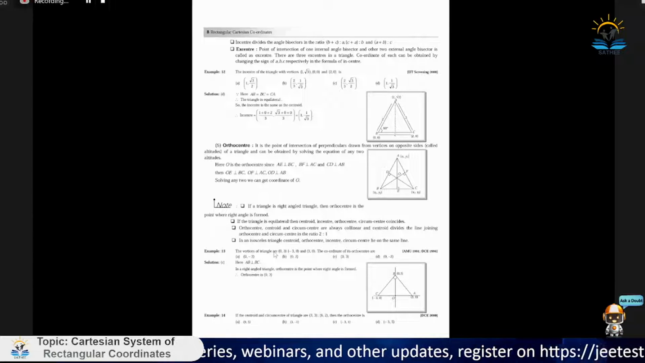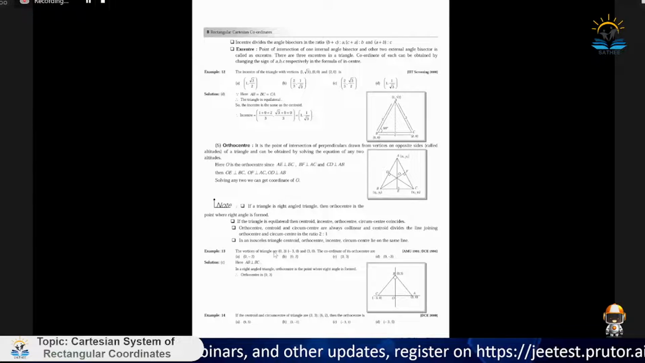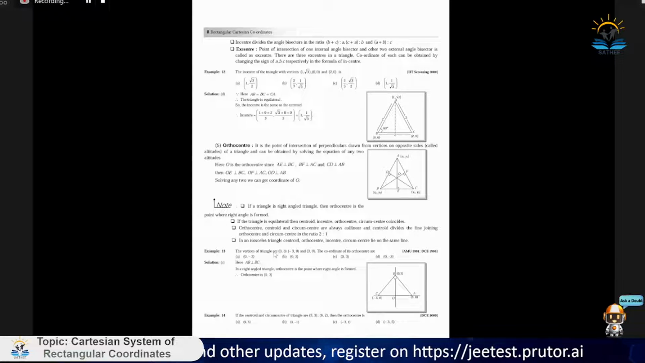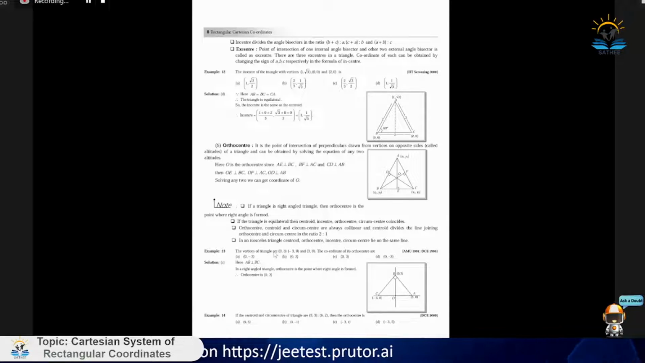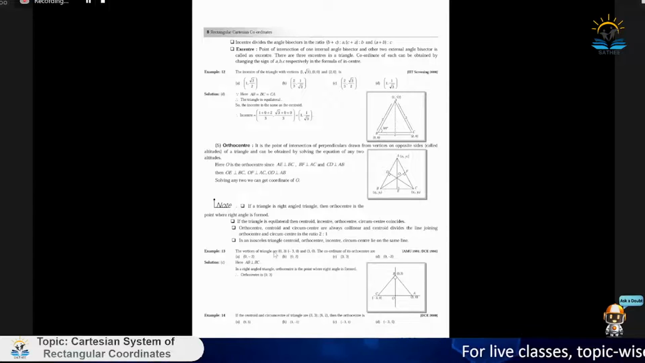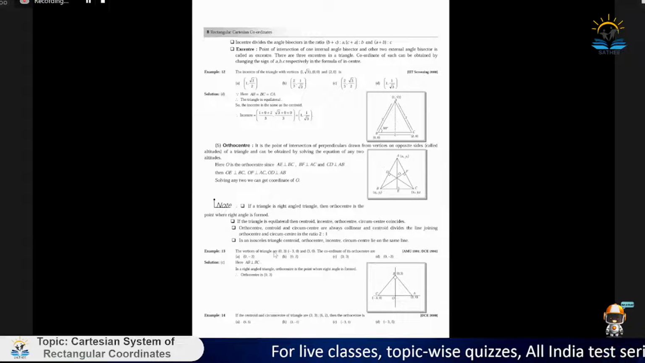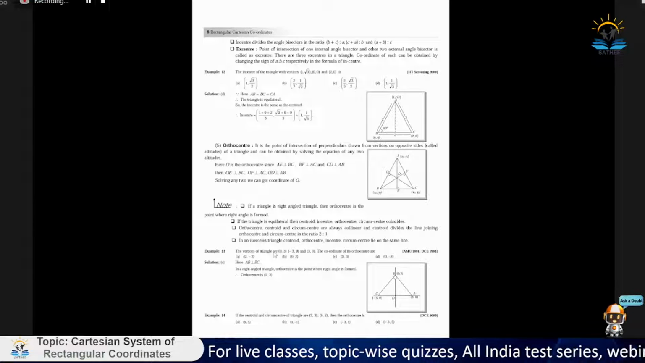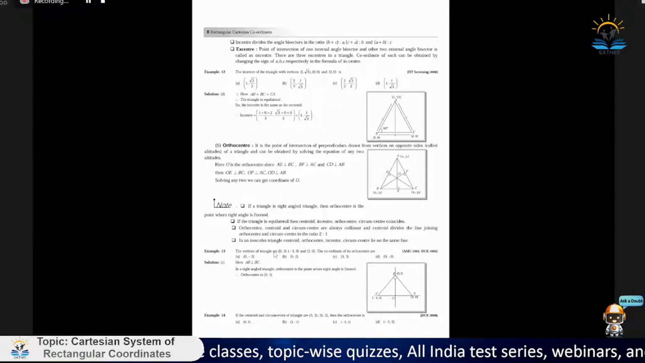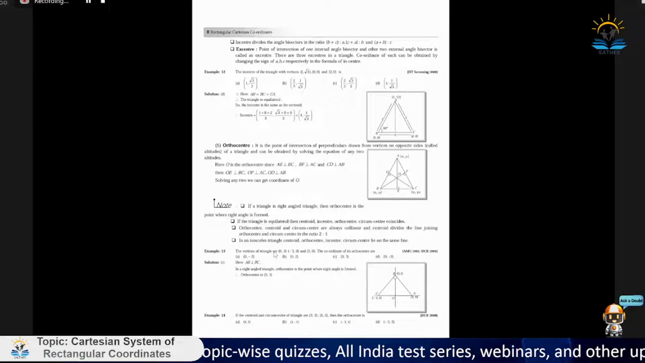And the orthocenter, the next point, is the intersection point of the perpendiculars drawn from the vertices, which are nothing but altitudes. Here you can see AF, BE, and CD are the altitudes dropped from the vertices A, B, C, and they have an intersection point called the orthocenter. We can find the orthocenter by knowing these two properties: AO is perpendicular to BC and OE is also perpendicular to BC. So in that way, you can write some equations to solve, and you will get O.